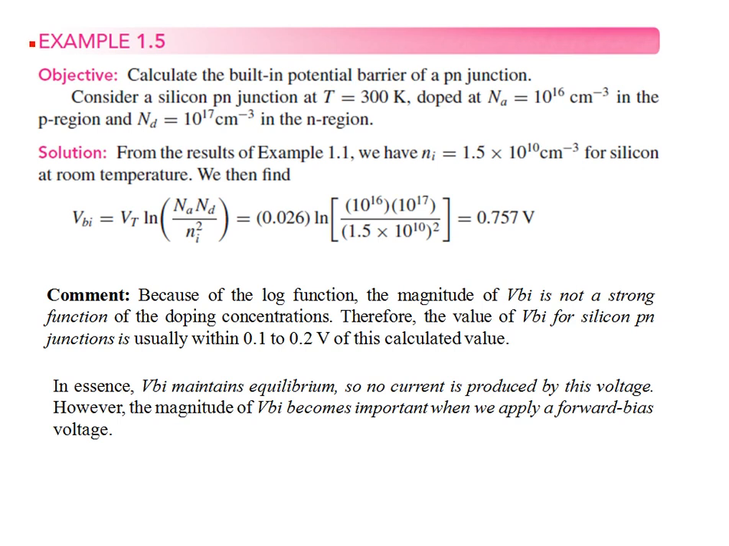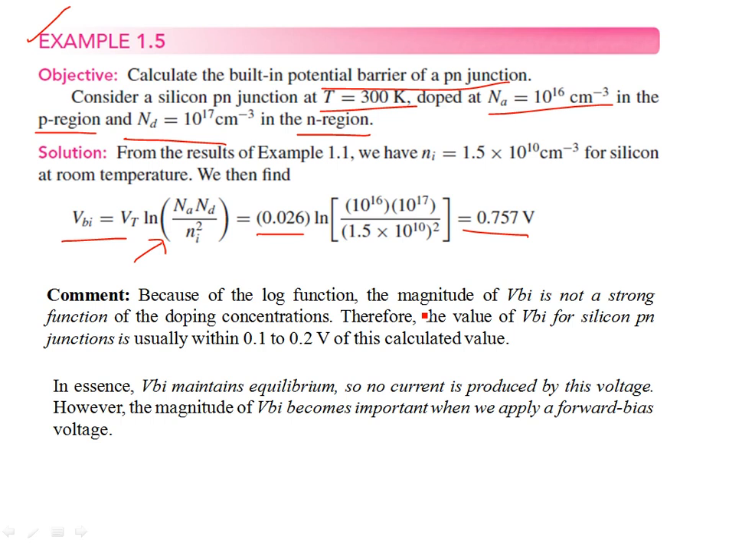Now, this example shows the calculation of the built-in potential of a p-n junction. If you consider silicon at room temperature, which has been doped with acceptors at about 10 to the power 16 per cubic centimeter in the P region, and donors at about 10 to the power 17 in the N region, and you plug those values into this relationship with the thermal voltage, you find the barrier potential is of the order of 0.757 volts at room temperature.